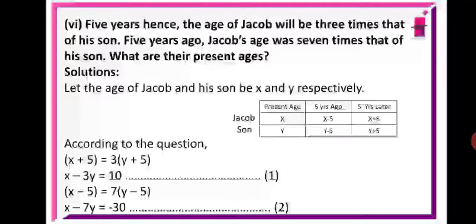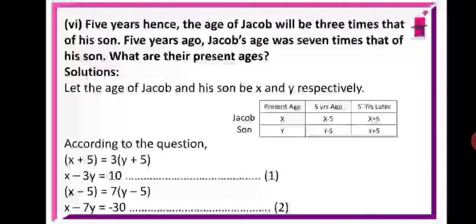So you can solve this using the substitution method. 5 years hence, the age of Jacob will be 3 times the age of his son. You can see, let Jacob's age be x and son's age be y. 5 years ago, x minus 5. 5 years ago, they are 5 years less than present age. And 5 years later, they are x plus 5. Based on this, you can take 5 years later and 5 years ago in the equation.